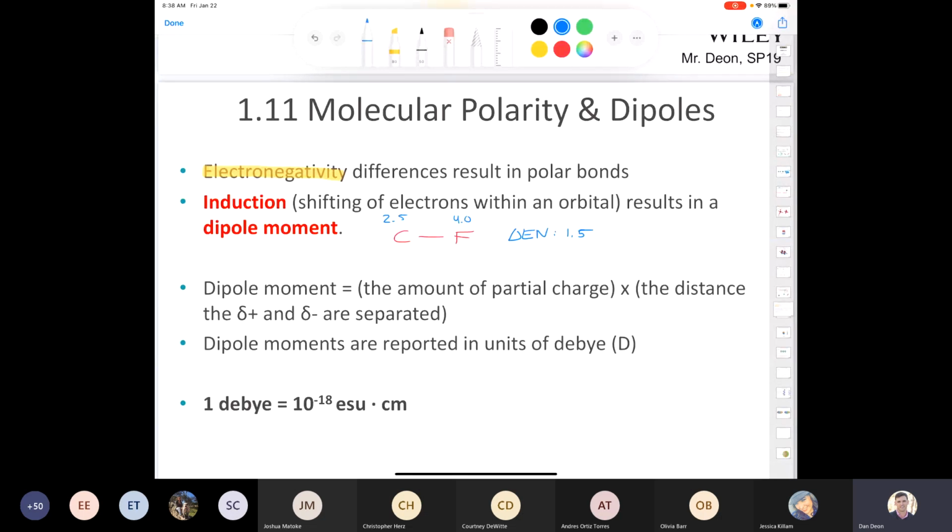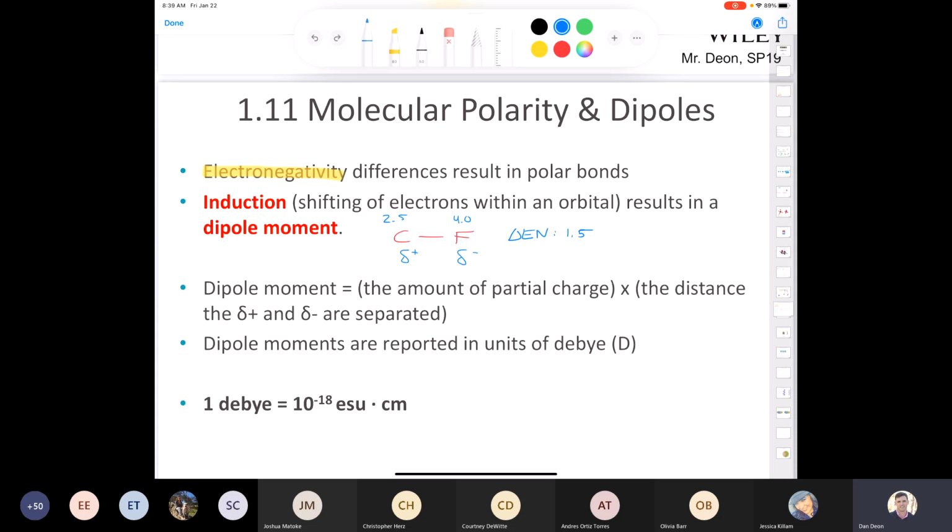Now, since the fluorine is more electronegative, we can represent that dipole moment using these little delta pluses and delta minuses. Since the fluorine is more electronegative, we would put a delta minus by the fluorine and a delta plus by the carbon. Another option to represent a dipole moment is to use a vector. So you could also use a vector like this and put the arrow towards the more electronegative element, and then you put a little cross down by the one that is less electronegative.